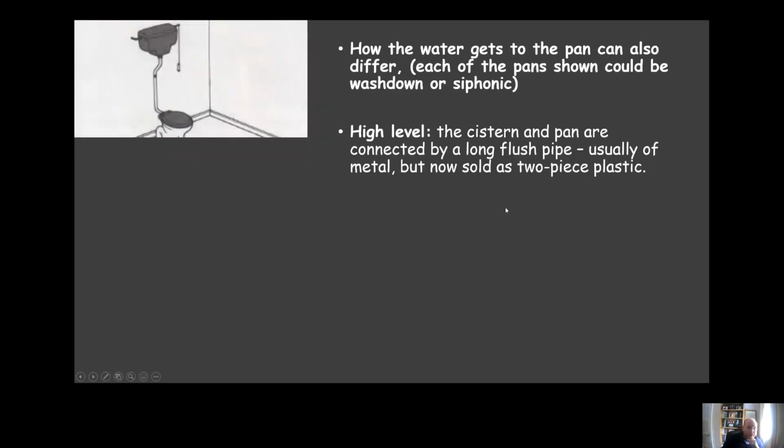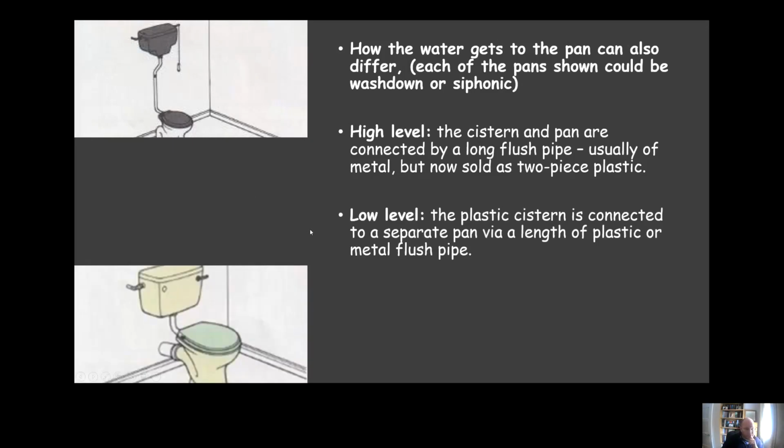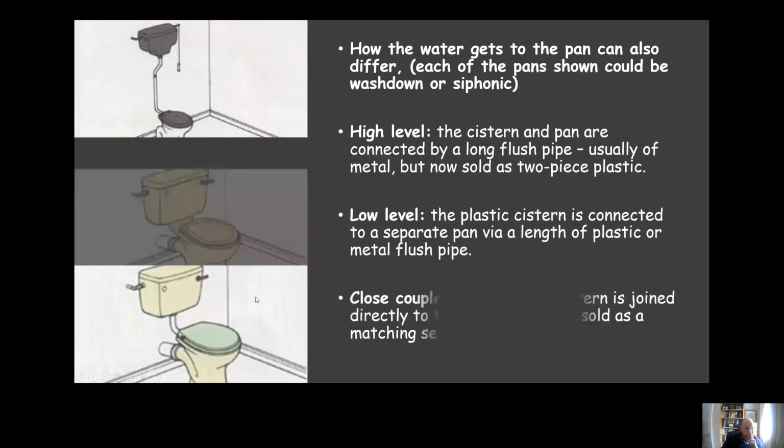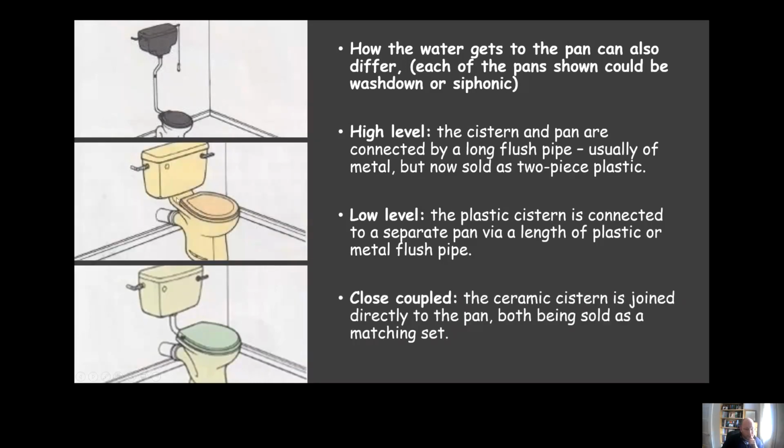Okay, so how the water gets to the pan can differ as well. You can have high level cisterns, which would be connected high up, low level cisterns, which would be fitted a bit lower, and close coupled cisterns, which would be connected directly onto the top of the pan. As you might already know, the height of the cistern, or the height of the water above the appliance, is going to affect the pressure that comes out. So the higher the cistern, the faster the water is going to flow out, and the more quickly and effectively it can wash through whatever's in the pan, essentially.